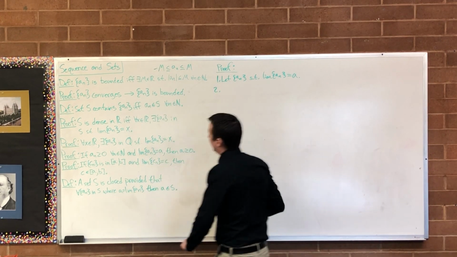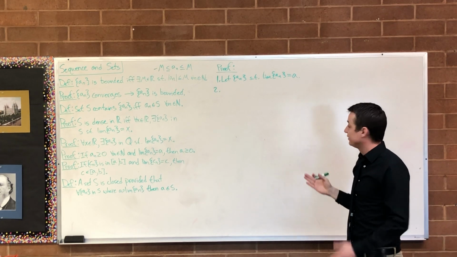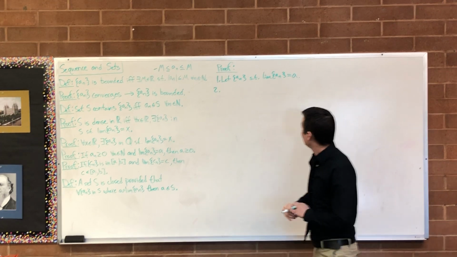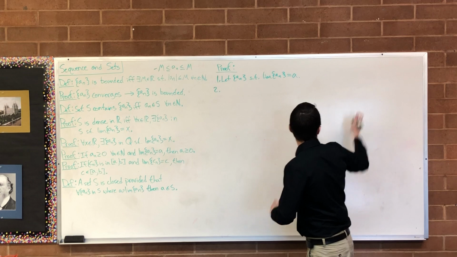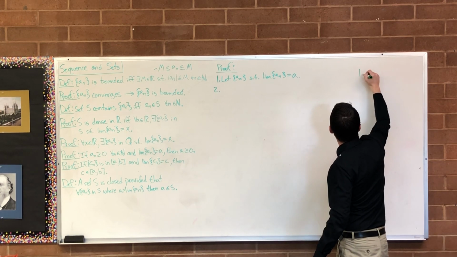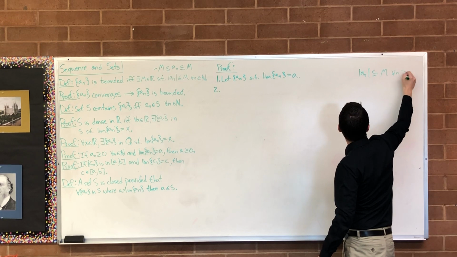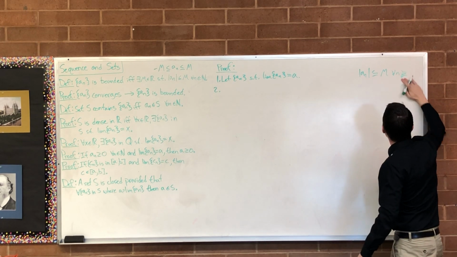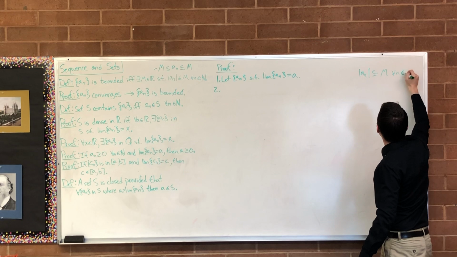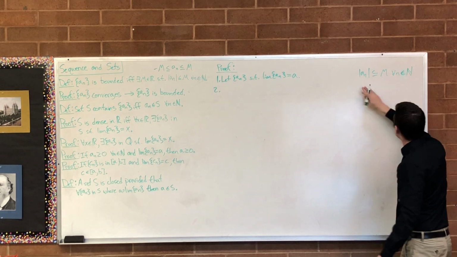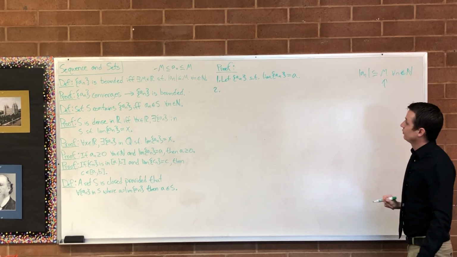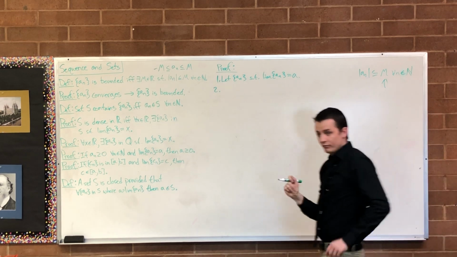2. Now remember what I'm trying to do. I'm trying to find some m such that the absolute value of a_n is less than or equal to m for all n in N. So I'm trying to find the m that makes this true, and then I'm done.